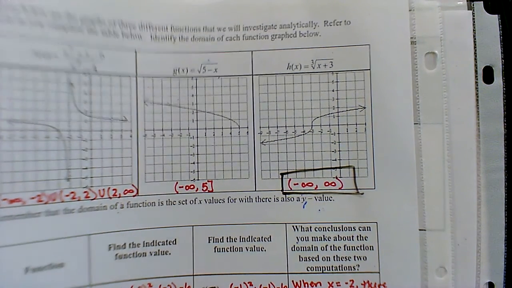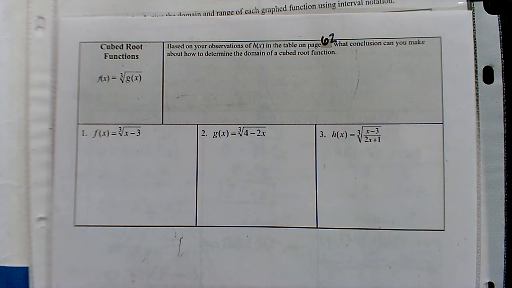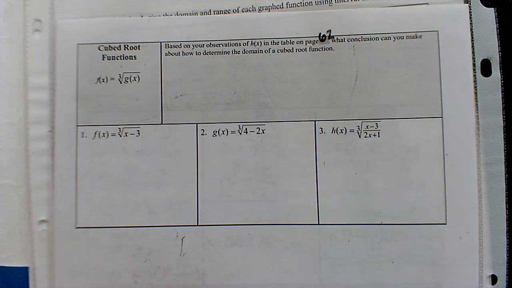Okay, so maybe we don't really have any exceptions for cube root graphs, but if you take a look on page 64 at our 3 examples here, can you think of which one of those 3 might be a little tricky? Yeah. Why? Because it has the denominator inside of the bracket. Exactly. Good vocab. We have a denominator inside of the radicand. Good. Typically a cube root doesn't have any exceptions. We can put in any number we want for x and we'll get out a number for y.